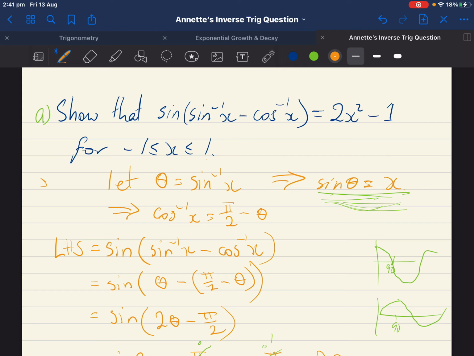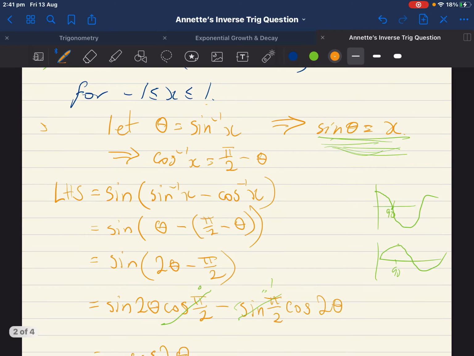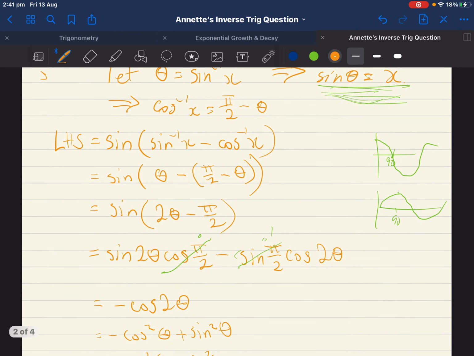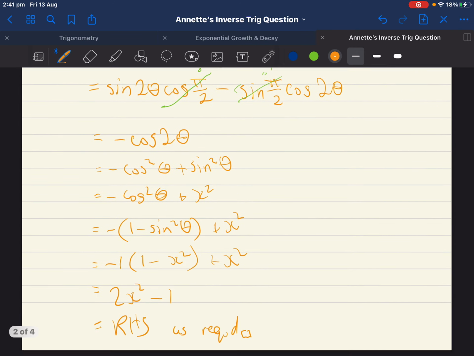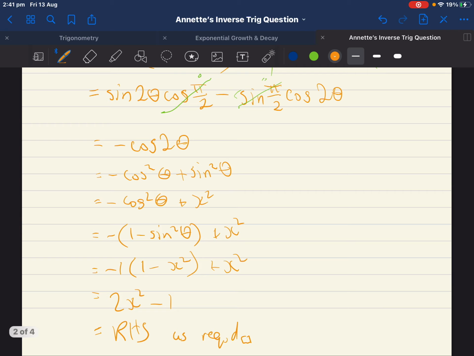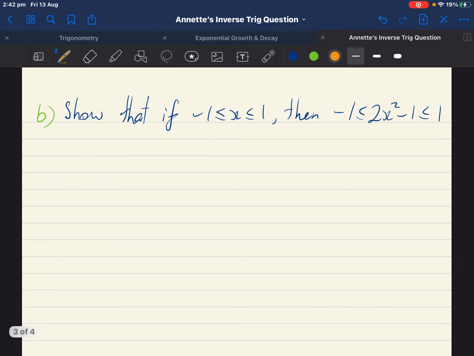And then once we have the inverse sine, we worked out an expression for the inverse cos, plugged them into the left-hand side, and just simplified it down. And eventually we ended up with the right-hand side. So I guess it was quite long, but there wasn't any one particular step that was super crazy hard or anything. All right, on to part B.